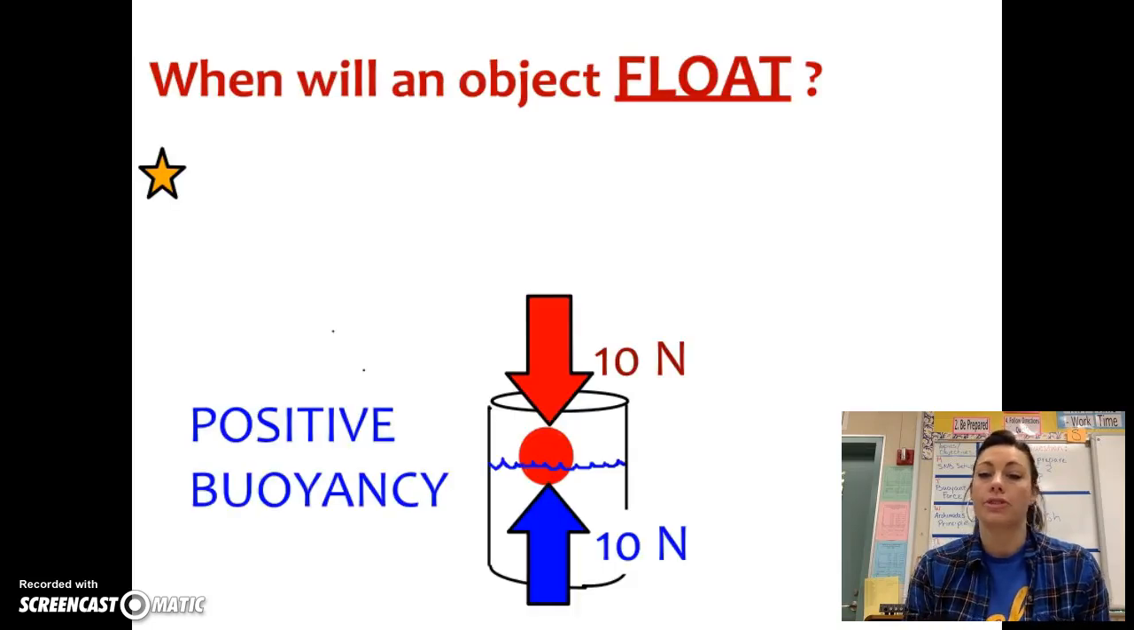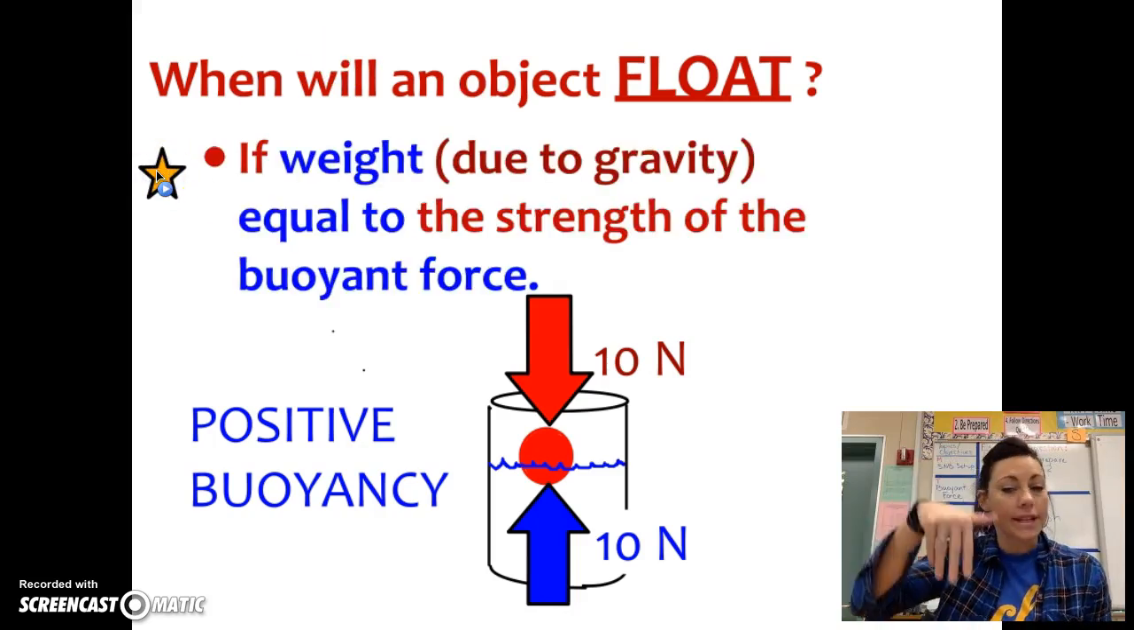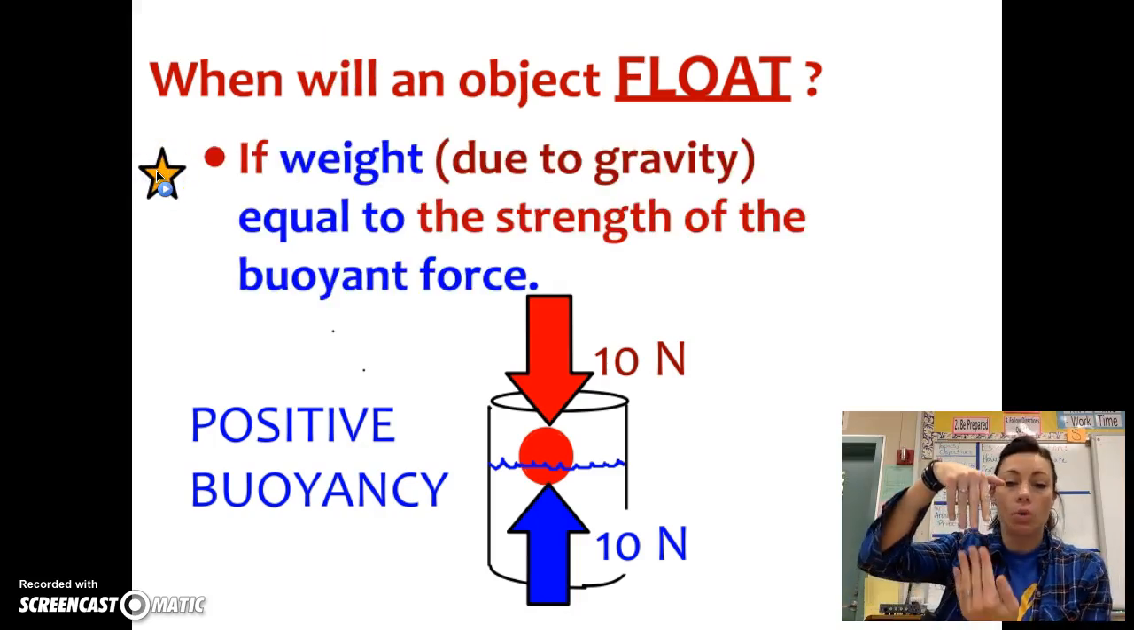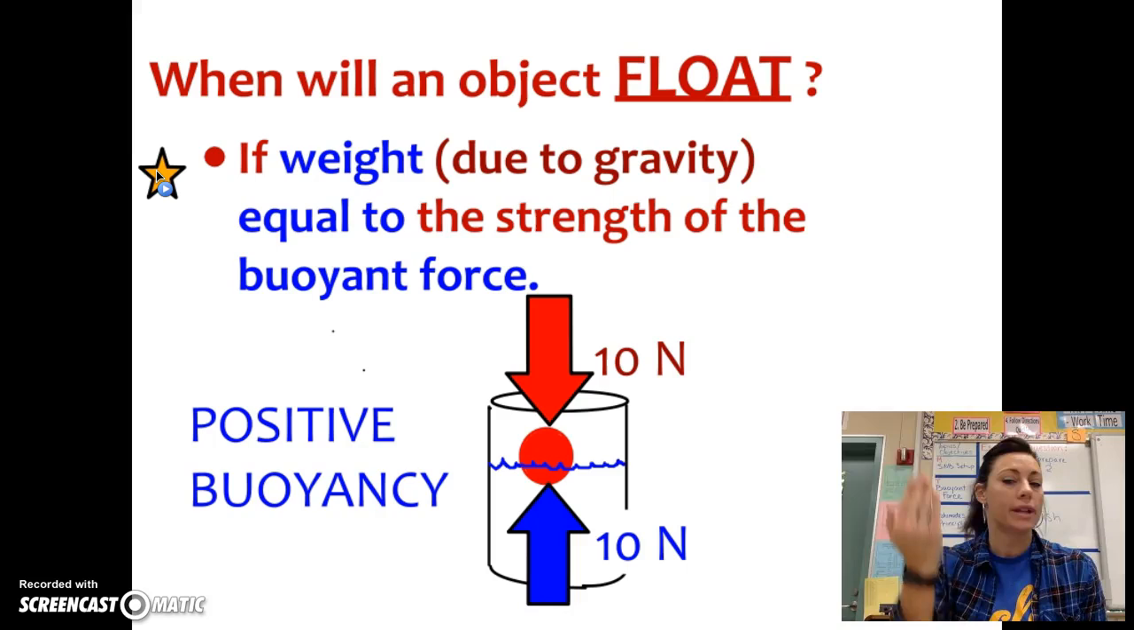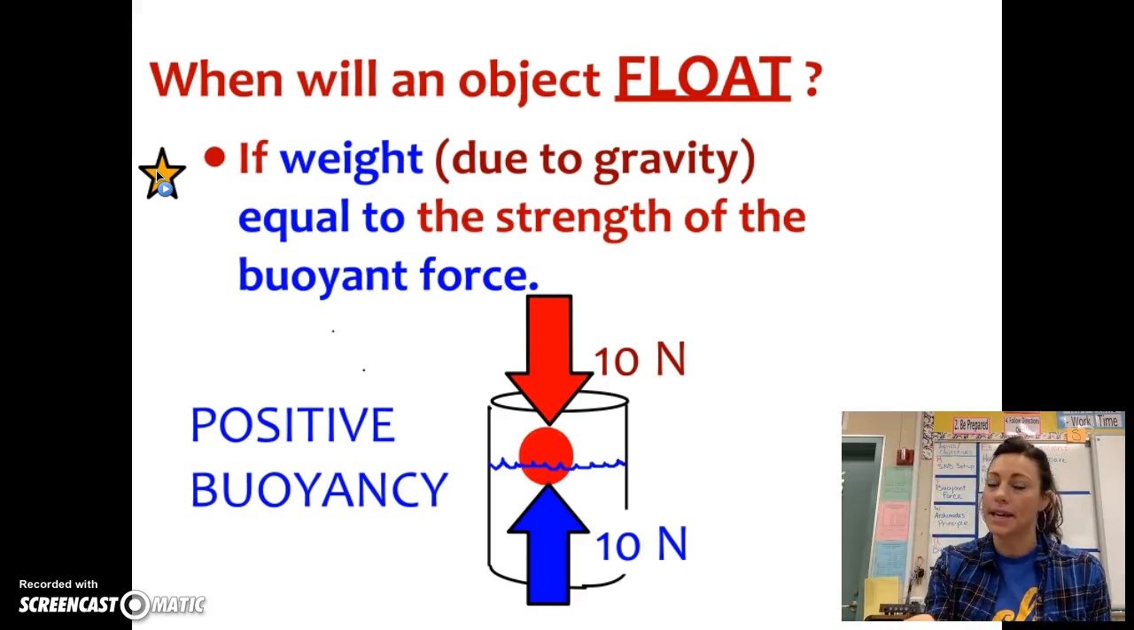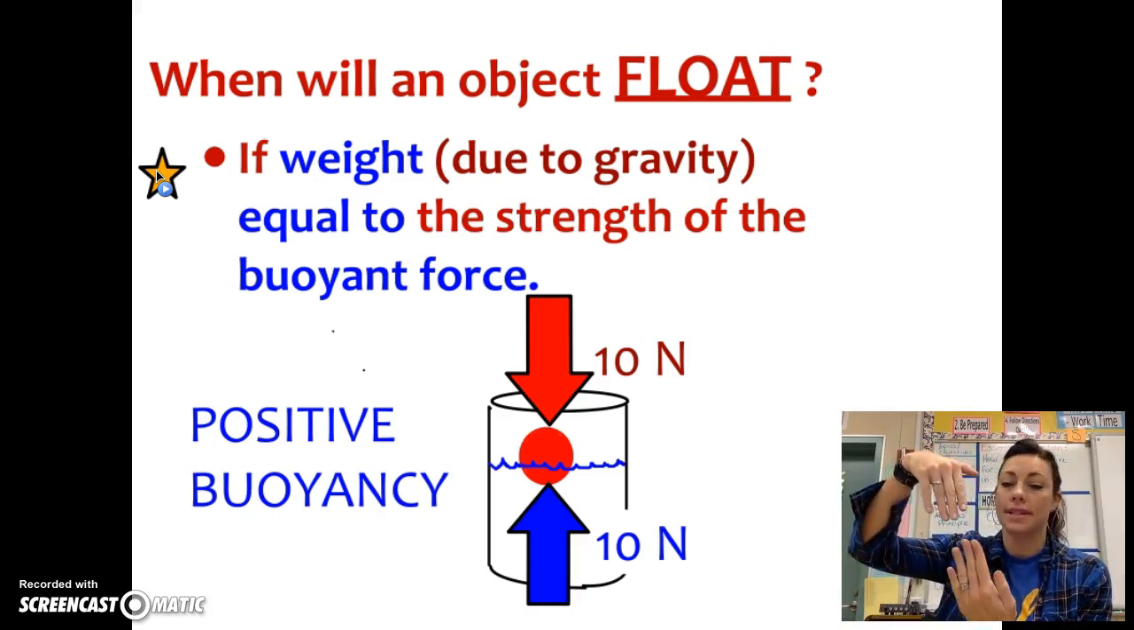So when will an object float? An object will float if the weight due to gravity is equal to the strength of the buoyant force. So when these two forces are balanced, then the object will sit on the top of the surface of the water. It won't be shooting up into the sky. It won't be sinking down to the bottom. So we know that since it's staying in the same place, the forces are balanced.